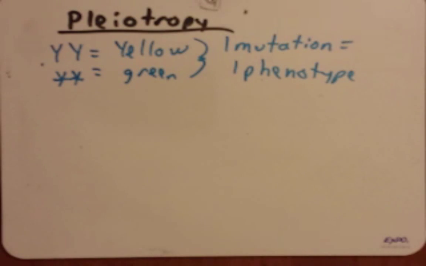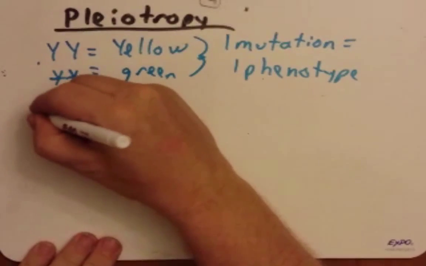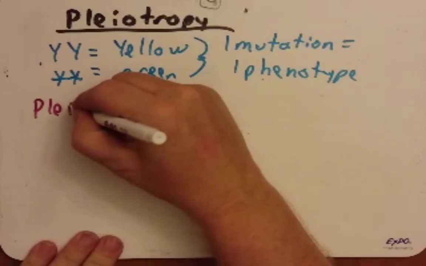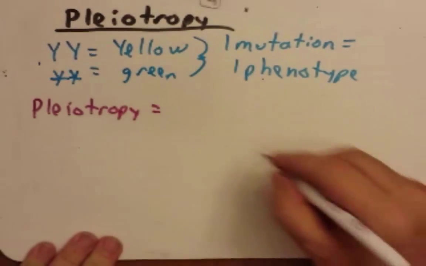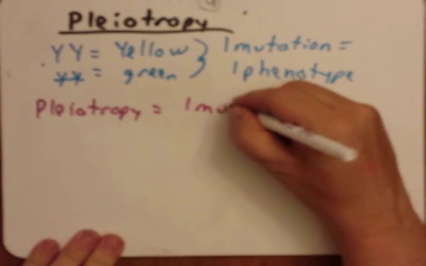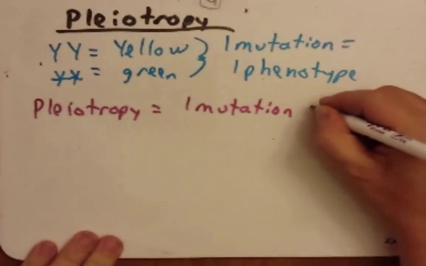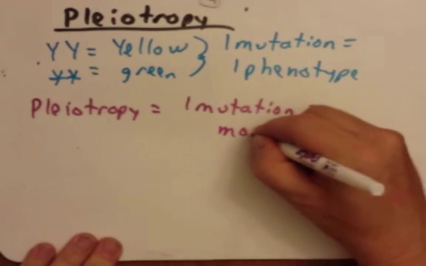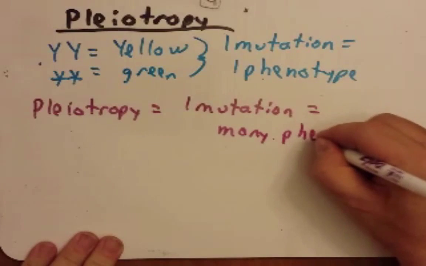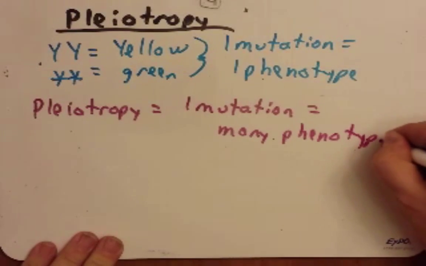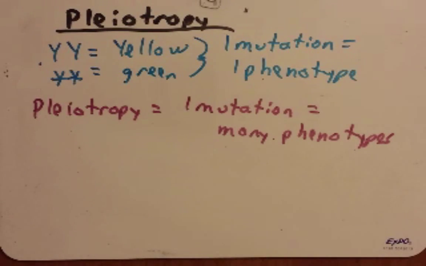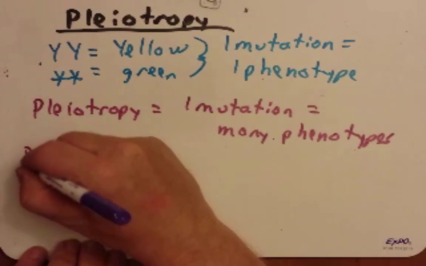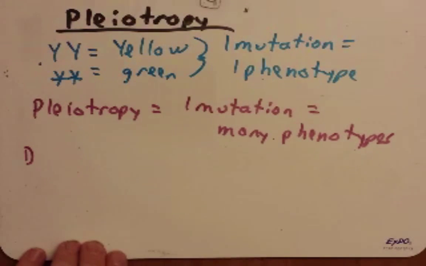Pleiotropy would say that one mutation gives you many phenotypes. So how is this possible? Well, there are several ways that you could have a single gene mutated that's going to give you multiple effects. The first is, it could be that the gene that's mutated affects many different processes.